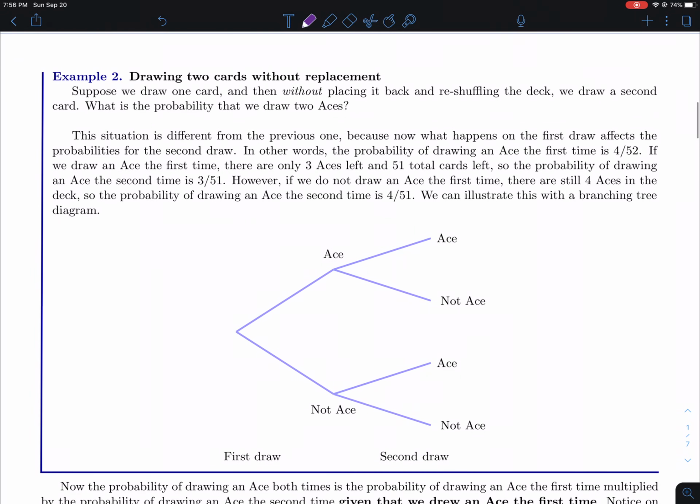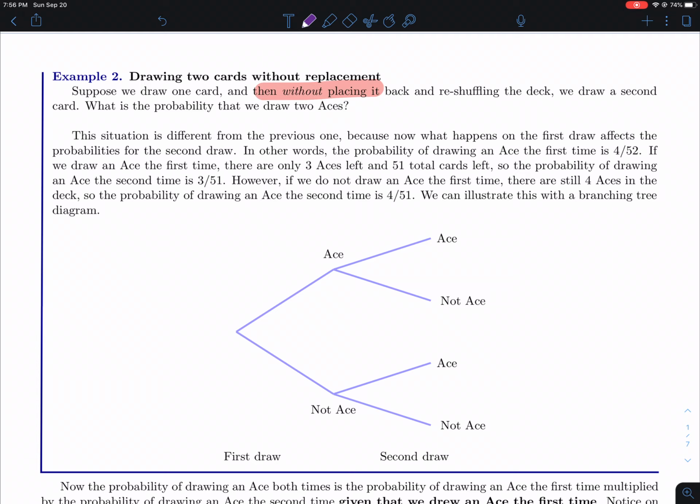All right. So for example 2, what we're doing is drawing 2 cards without replacement. This is important to notice here. What this means is we're not placing it back in the deck; we're just leaving it on the table. So it's going to change the outcome of the deck of cards. In this case, again, we're using a standard deck, just like we had pictures of in other situations.